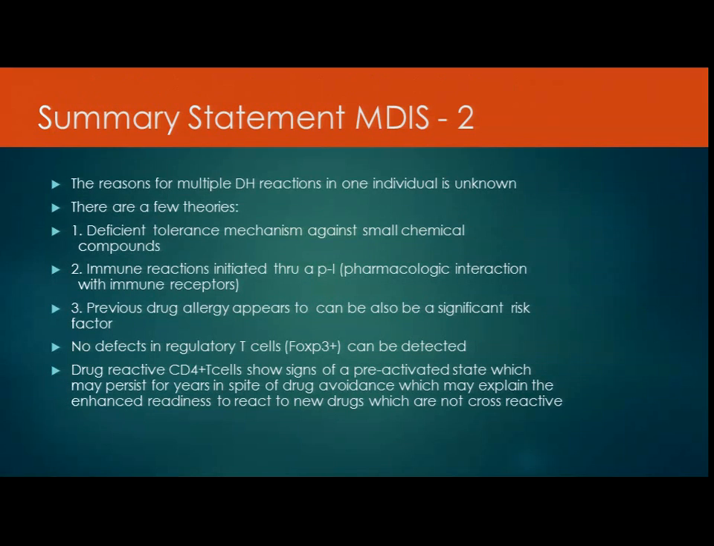When they look, they can't find any defects in the regulatory T cells. And if you look at these CD4 cells, they show signs of a pre-activated state, which is present for years, which may be why these people can have these reactions so quickly, because the cells are already primed up and ready to respond. And then they can go from one drug to another.